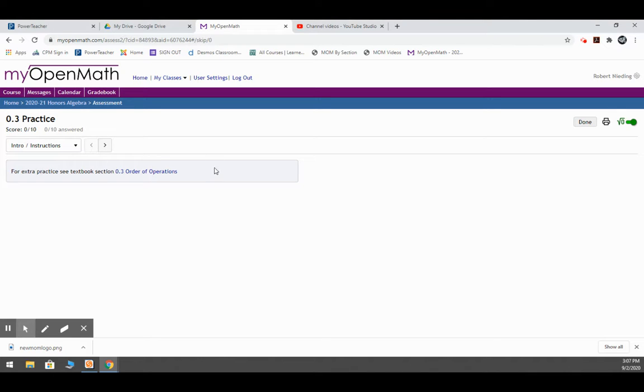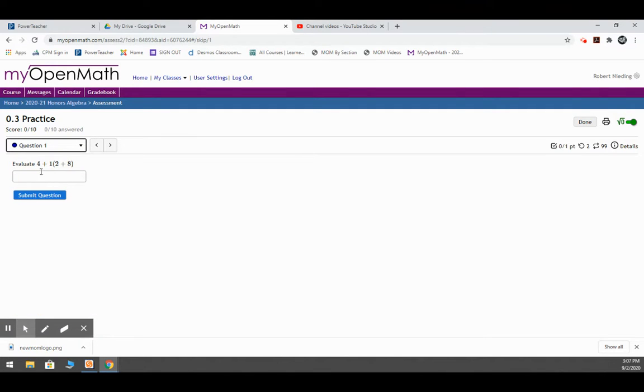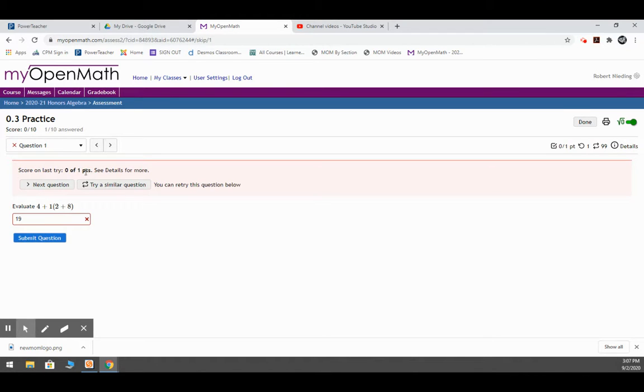My first question pops up, and it's one question at a time that I'm going to get. It says introduction to here. So I'm going to click question number 1, and it says, evaluate 4 plus 1 multiplied by 2 plus 8. I'm going to intentionally get this question wrong. I'm going to put in 19 as my answer. I'm going to submit. You can note it automatically turns red for me. However, there's a note right here that says you can retry this question.